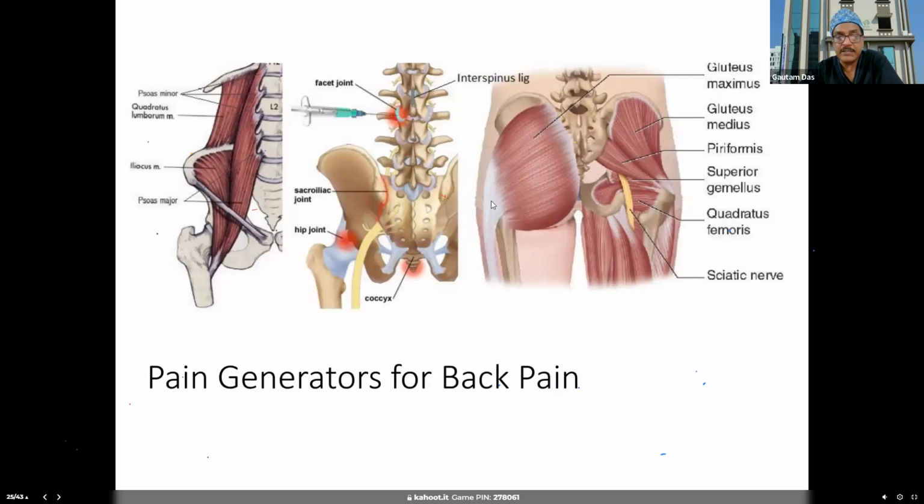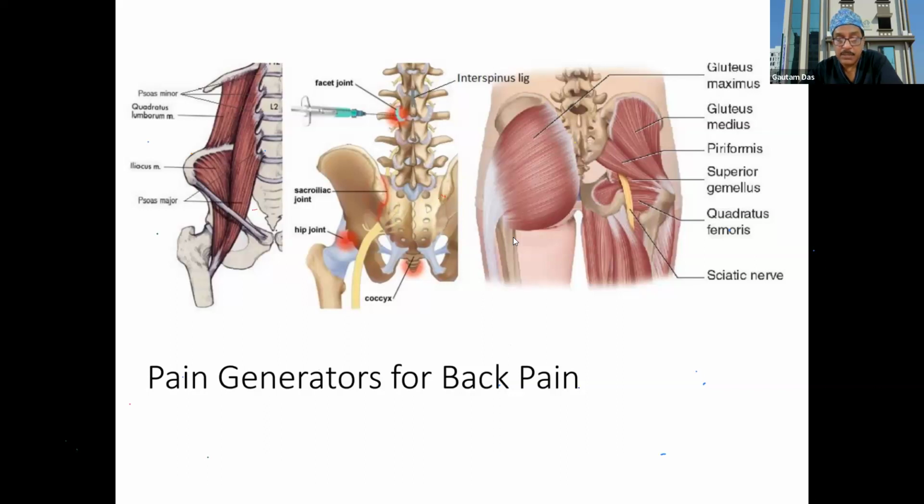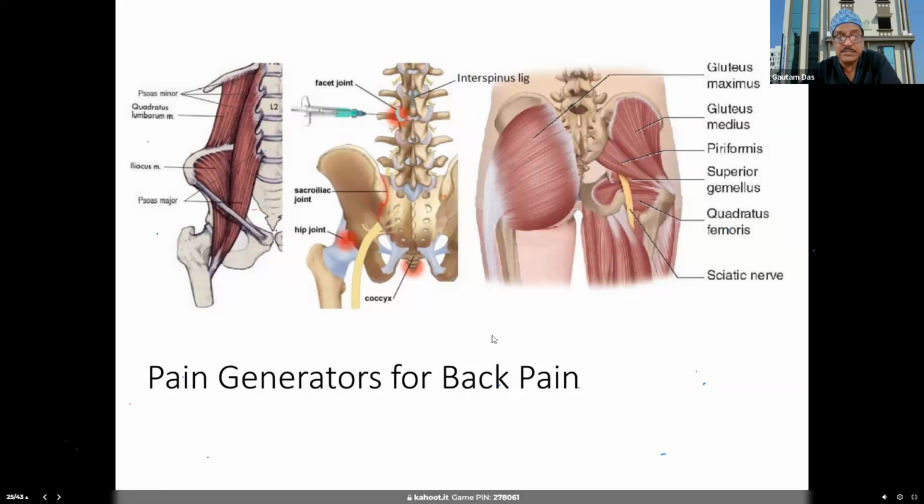So myofascial pain, as I told you, was ignored earlier as a cause. It was ranked as the fourth common cause of back pain. Still now, the research is telling it is not the commonest cause. But recent research is telling that the statistics might change in the near future with more and more research.